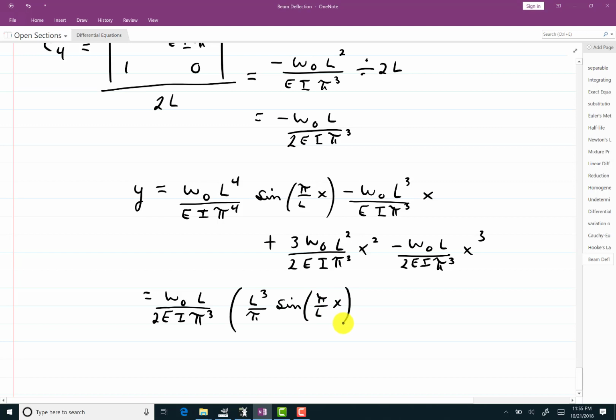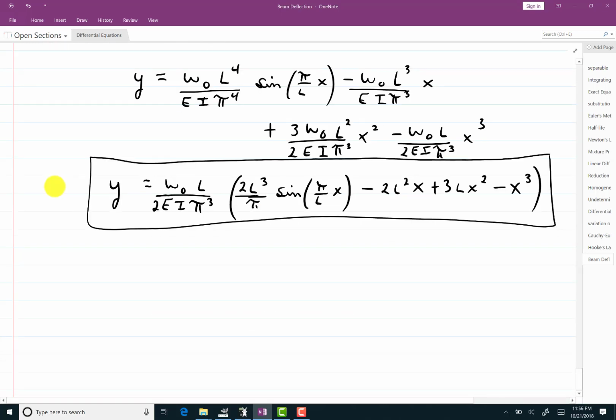Then I'm going to have negative 2L squared x, and then I'm going to have plus 3Lx squared, and then minus x cubed. And I need one more 2 here, and I'm good. I think let's check it out, make sure everything's good, and that will be our y.